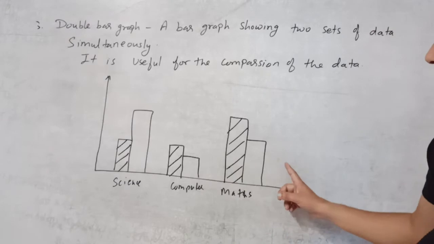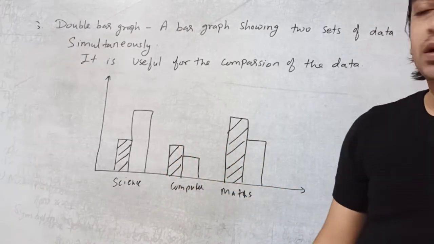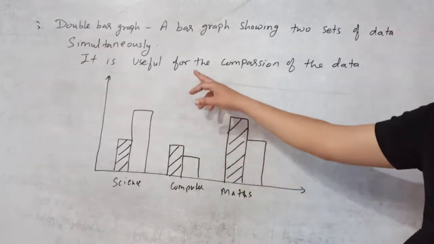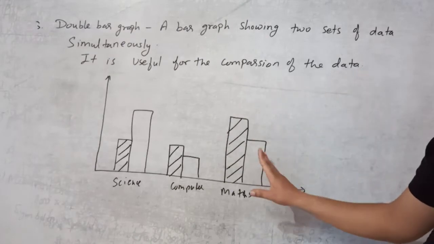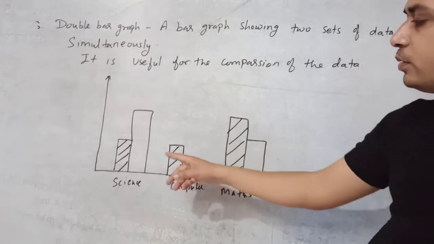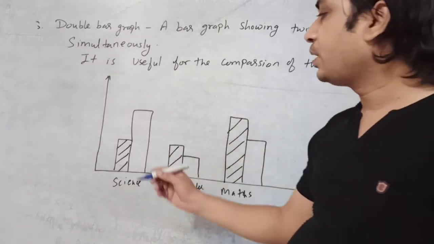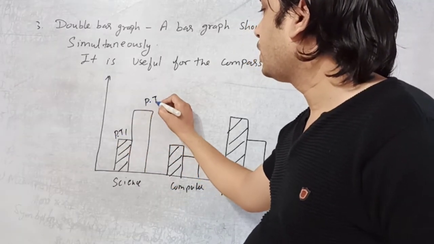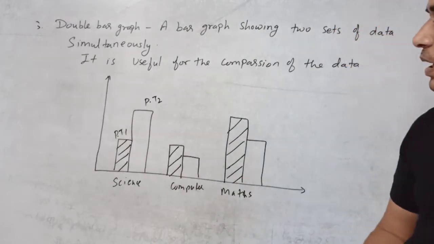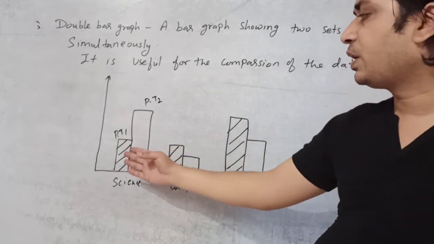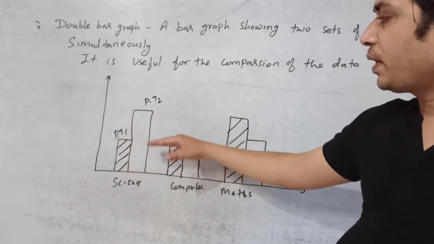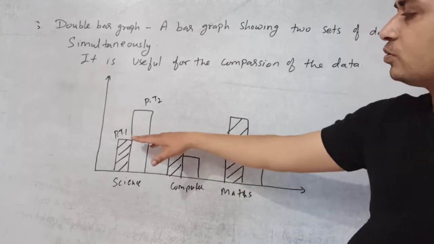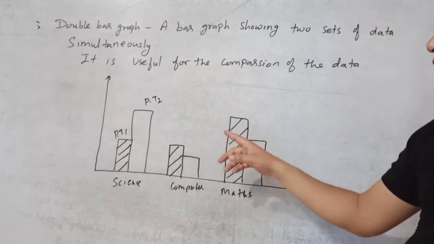So we leave the same space when we are drawing the double bar graph, and it is useful for the comparison of the data. When we have to compare two data, suppose this is your marks of PT1 and this is your marks of PT2. So now we can compare how much improvement there is in all the subjects. Like this we can compare and see.